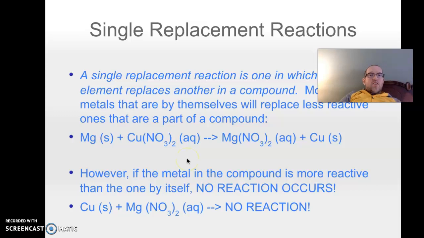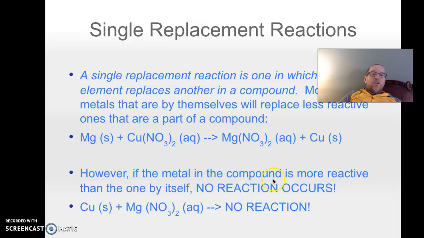Now, this is all very dependent on what we call the activity series, which we're going to introduce in a minute. But long story short, if the metal in the compound is more reactive than the one that's by itself, then nothing happens. Those metals that are really reactive want to be with other elements.